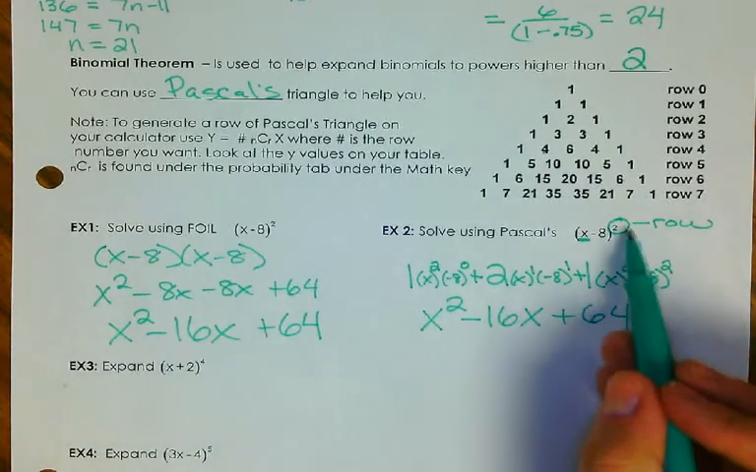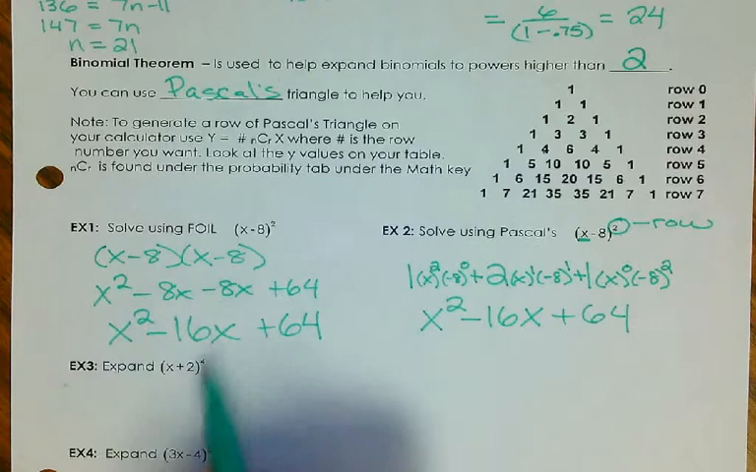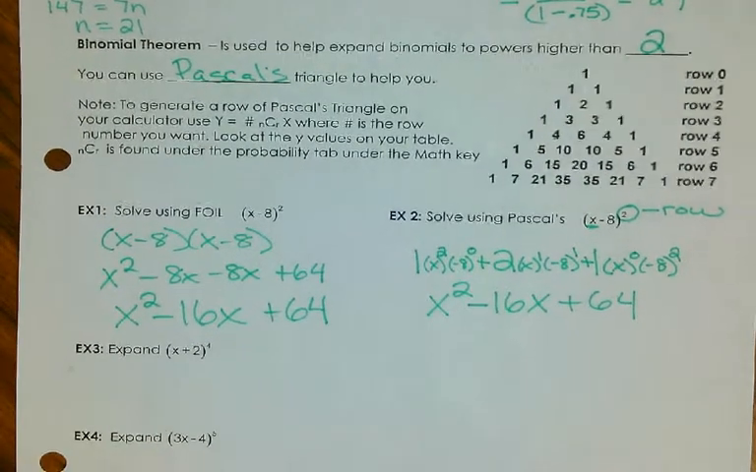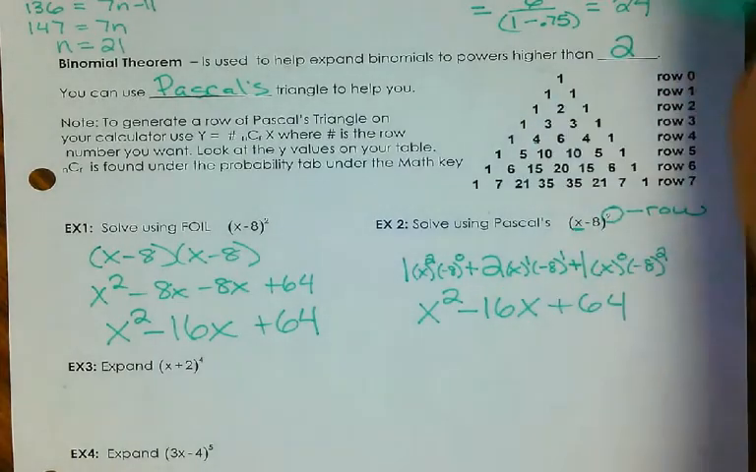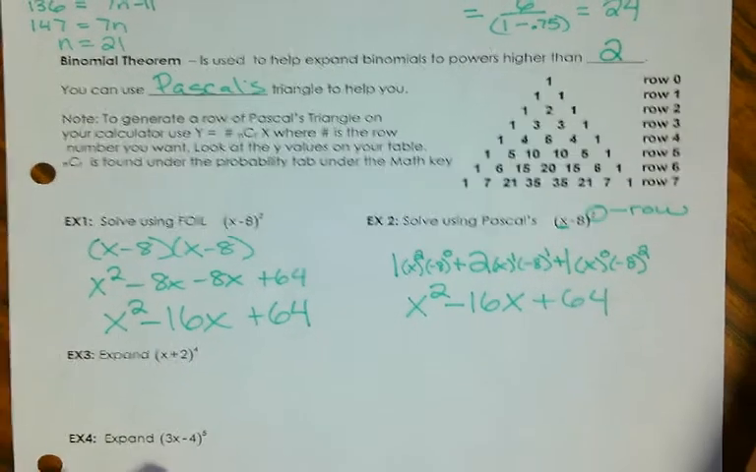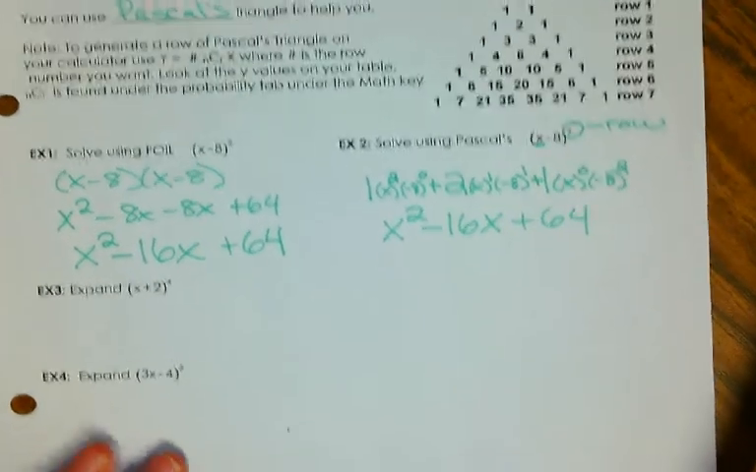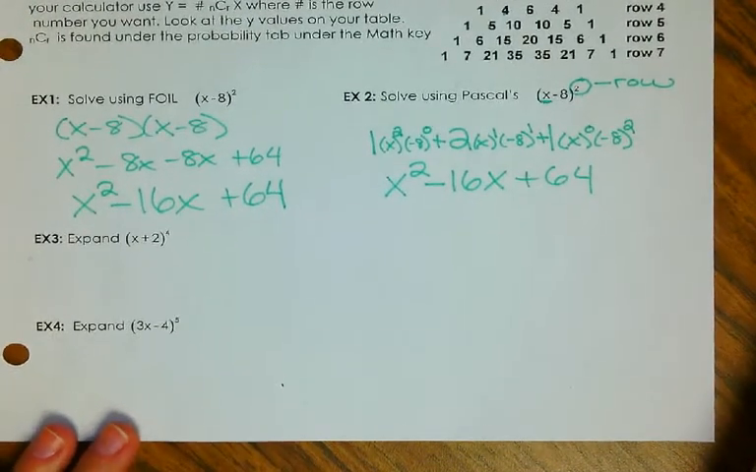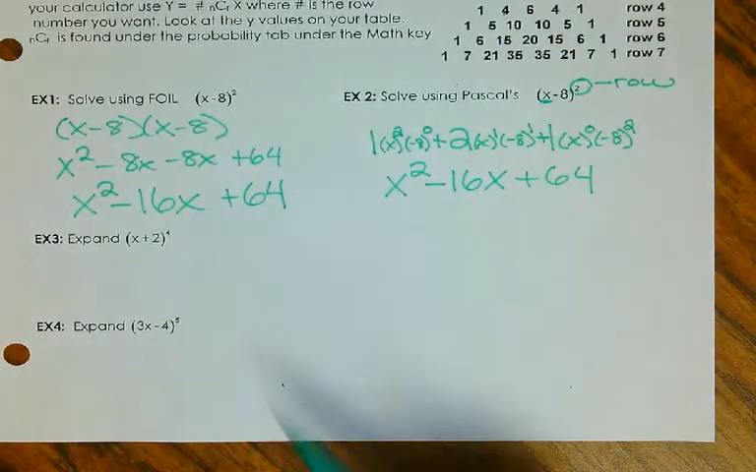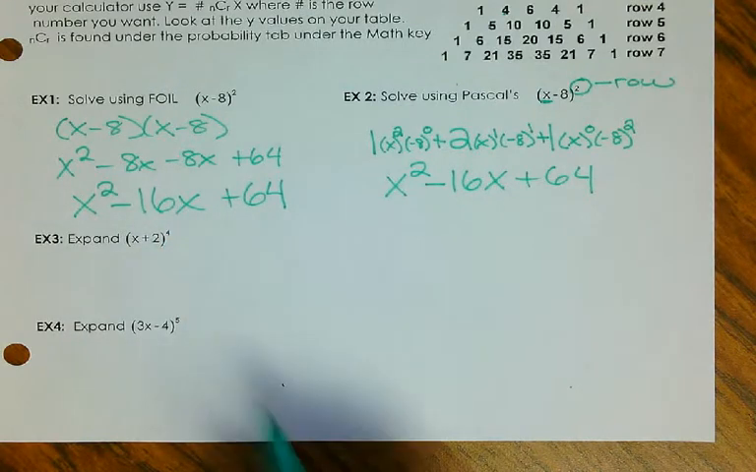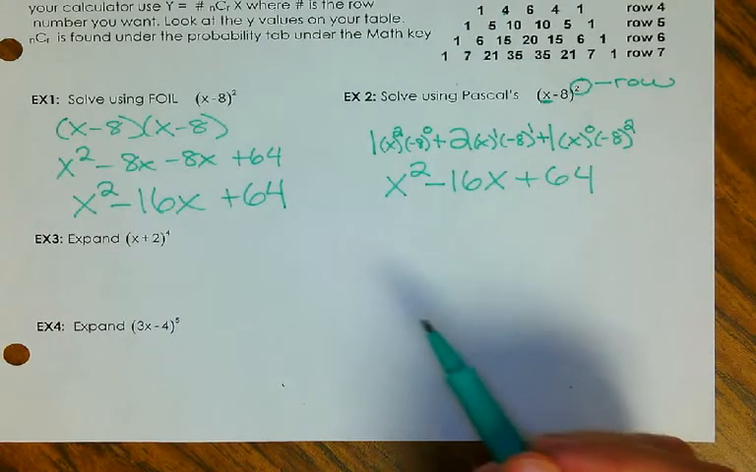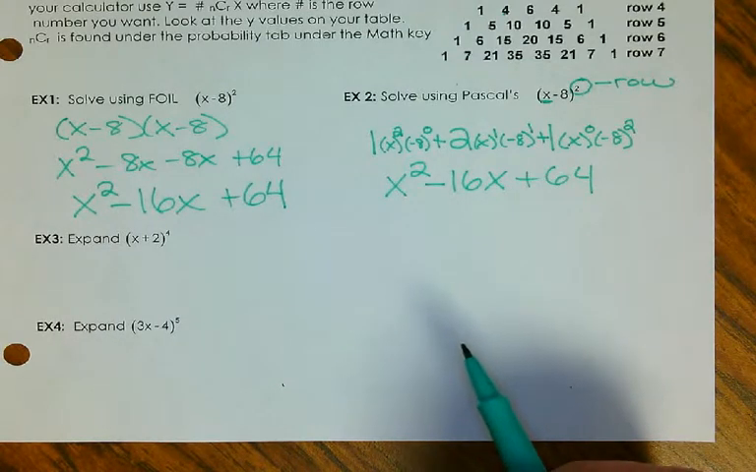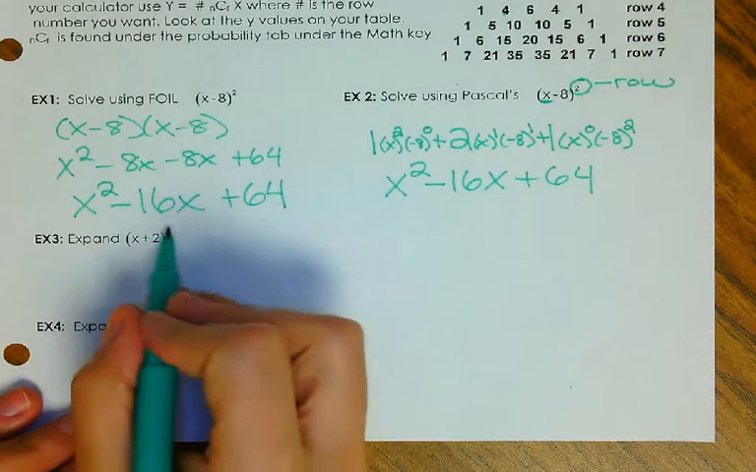Now, clearly, if this is just a 2, then foiling is a bit easier. So I would just FOIL. The advantage to using Pascal's triangle comes with examples like 3 and example 4. When this power is something bigger than a 2, then your foiling gets very, very messy. Okay, so we're going to go ahead and try another example.